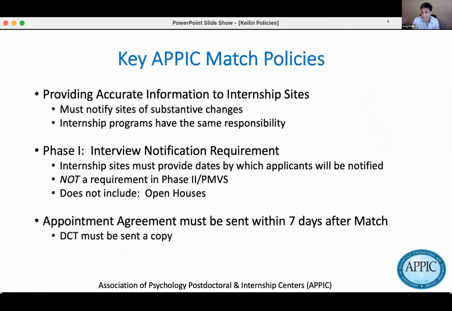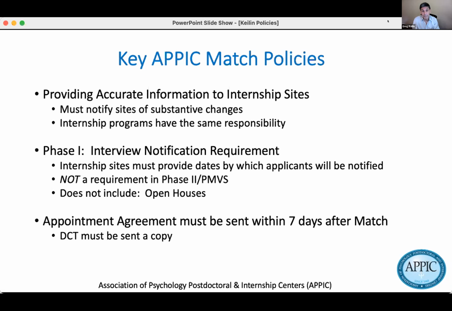This sort of goes without saying, but the policies do talk about providing accurate information to internship sites, of course. One of the things that you may not know, though, is that it is incumbent upon students and DCTs that if there's a substantive change in a student situation, that we require that sites be notified about that, whether it's before or after the match. Now, we're not talking about, oh, my hours were off by 3 or something like that. You know, something significant. A student runs into a significant problem at a practicum, fails a practicum, gets put on probation, those kinds of things. At the very least, in those kinds of situations, you do need to let internship sites know about that.